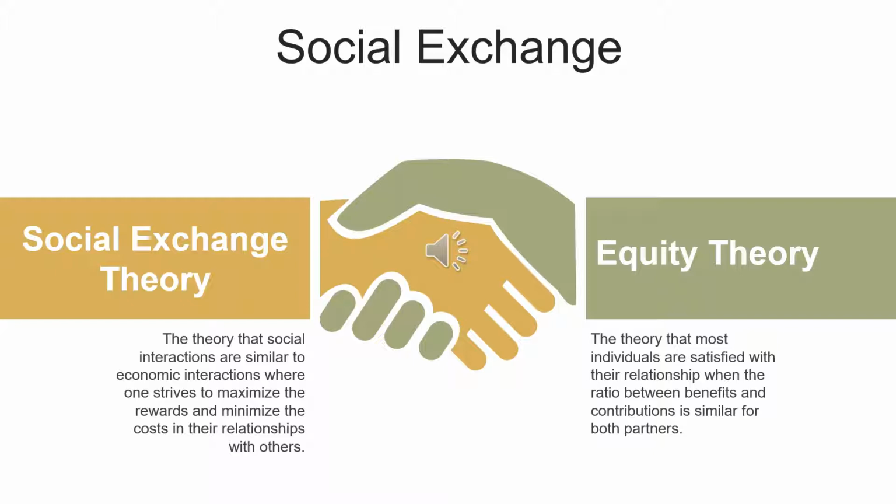There's also the equity theory, which is the theory that most individuals are satisfied with their relationship when the ratio between the benefits and the contributions is similar for both partners. So this is essentially saying people feel better in a relationship when they feel like they are getting what they're putting into the relationship. Trouble arises, however, whenever they feel like the other person is getting their way a significant amount of the time or more than them, or that they are giving much more than they're getting in return.